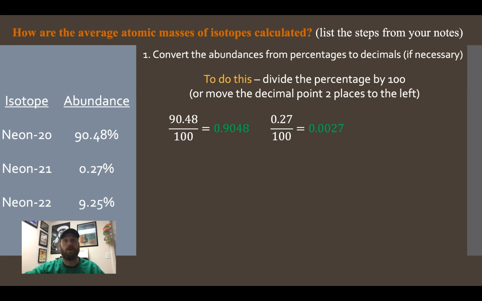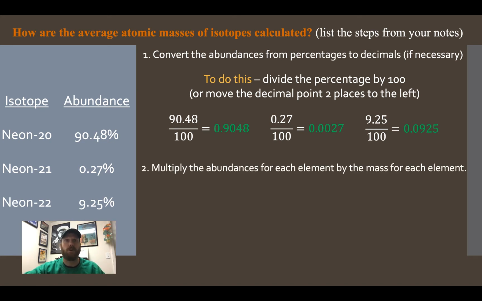Likewise, with 9.25% for neon 22. When you divide by 100 or move the decimal place 2 spots to the left, you get 0.0925. I saw plenty of mistakes when working with a percentage between 0 and 9. Just make sure you move that decimal place 2 spots to the left.